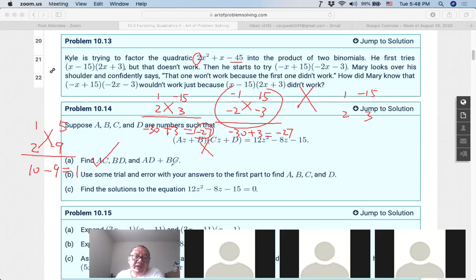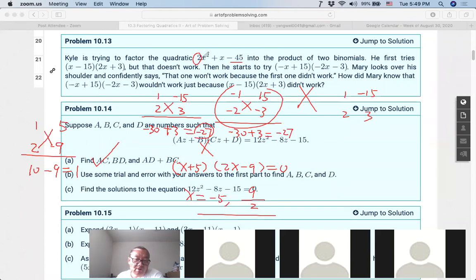Okay, so then you get x plus 5 in parentheses times 2x minus 9 equals 0. So that means x equals negative 5 and 9 over 2. These are the 2 solutions for this equation. So by this example, you need to learn some tricks. Here, this is a trick.